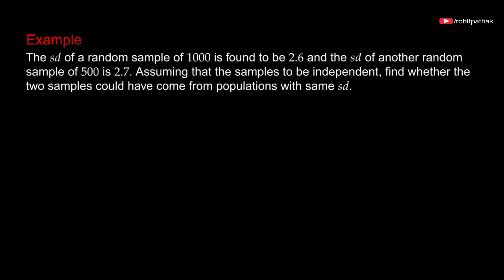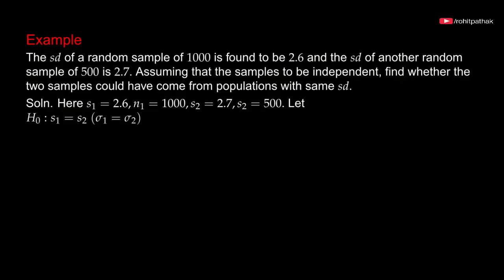So let's take an example. The standard deviation of a random sample of size 1000 is found to be 2.6 and the standard deviation of another random sample of size 500 is 2.7. Assuming that the samples to be independent, find whether the two samples could have come from populations with same SD. So here S1 is 2.6, sample size N1 1000, S2 2.7 and sample size N2 500.